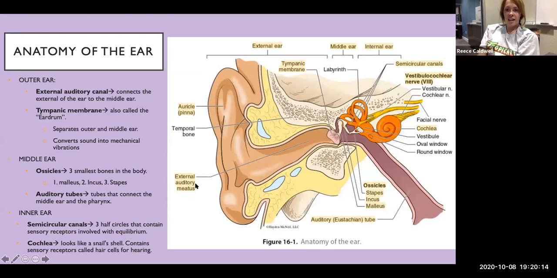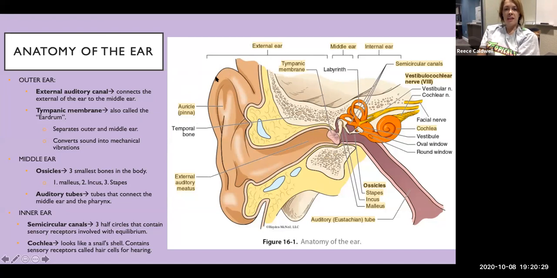All these that are highlighted, you don't need to know all of these. Once I get through the explanation of these, I'll tell you which ones I want you to identify. So whenever we look at the outer ear or the external ear, that's this whole section right here.